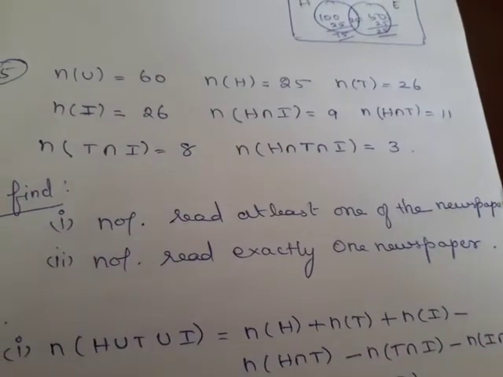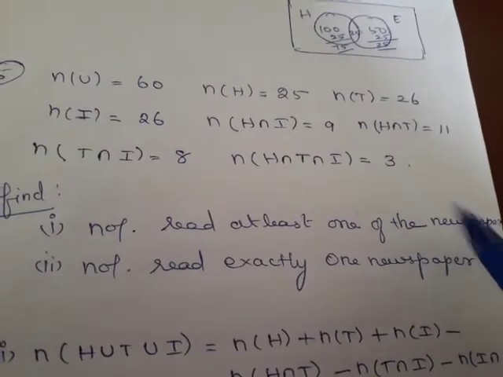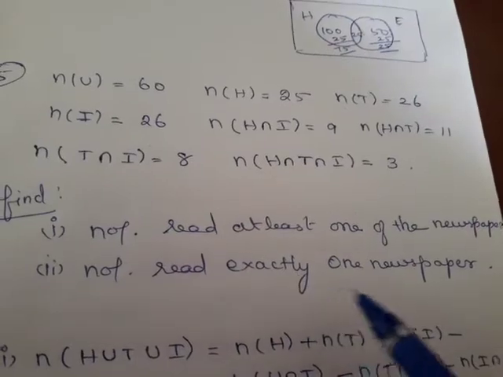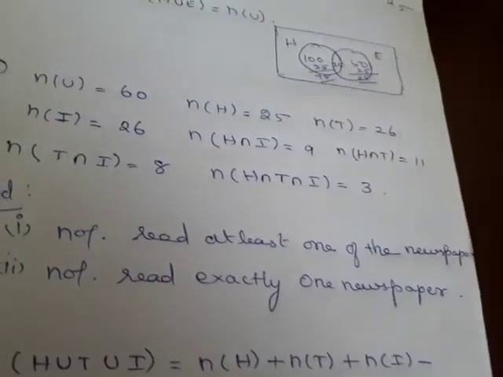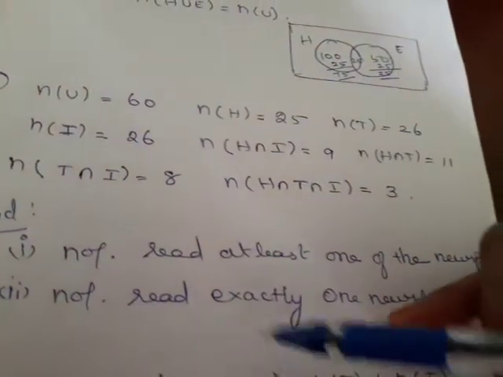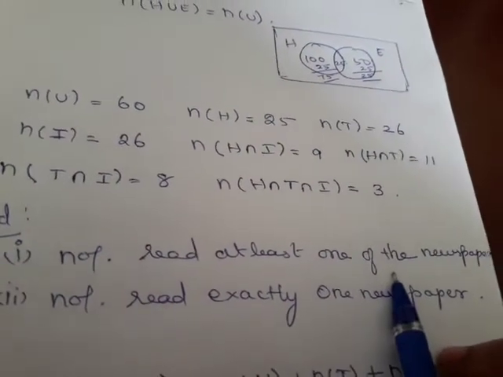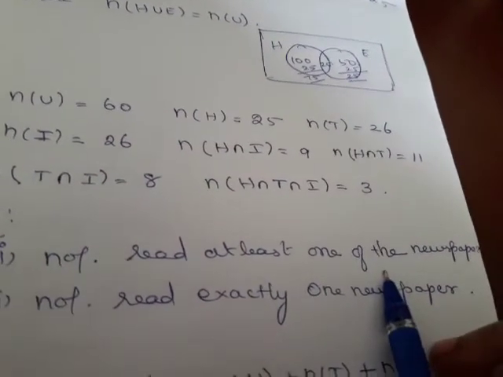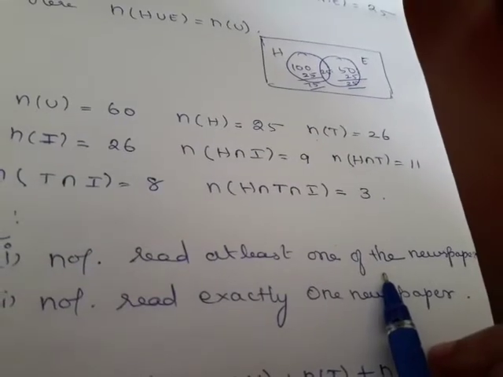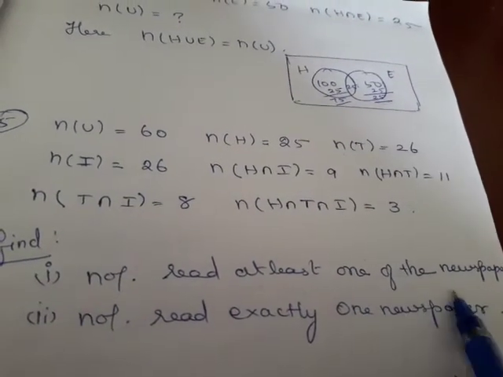What did they ask you to find? They asked you to find two things: the number who read at least one of the newspapers, and the number of students who read exactly one newspaper. I told you many times while solving problems of this kind, when you have at least one of the newspapers, it is nothing but the union of all the 3. When you have both, then it means intersection, right? At least one of the newspapers means you have to find the union of all the 3.